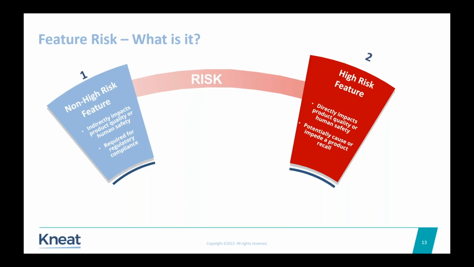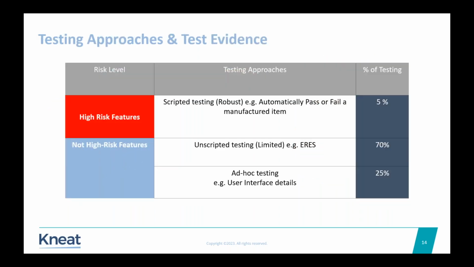So again, high risk features, we're talking really about things that will be tested in the current manner that we do, where we have all the detail and all the expected results, to the other end of the spectrum, the other types, which would be unscripted and ad hoc. So what we have here, and this is just my interpretation of it, is an associated risk level, an associated testing approach, and the foreseen percentage of testing that you're going to be using based on these approaches. So if you see here on the left, we have high risk features.